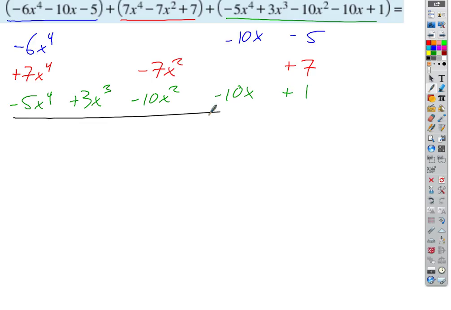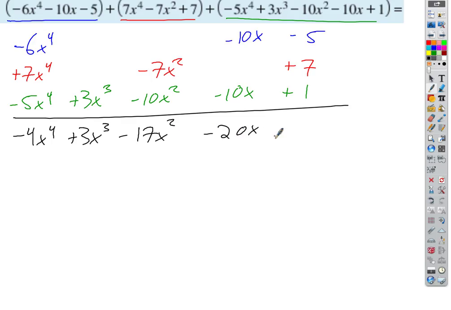And now all I've got to do is add vertically, right? How many x to the 4th do I have? Well, negative 6 plus 7 is 1, minus 5 is what? Negative 4. So I've got negative 4 of those. I've got 3 of those. That's easy. Negative 17 of those. Negative 20 of those. And what? 3. Plus 3. That's it. Okay? No big deal, right?